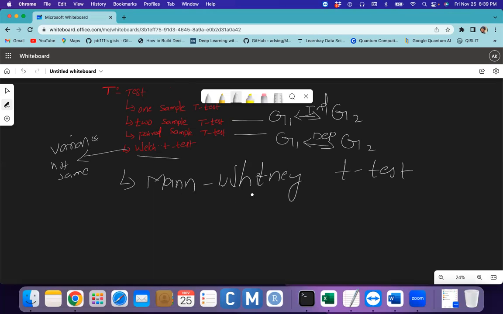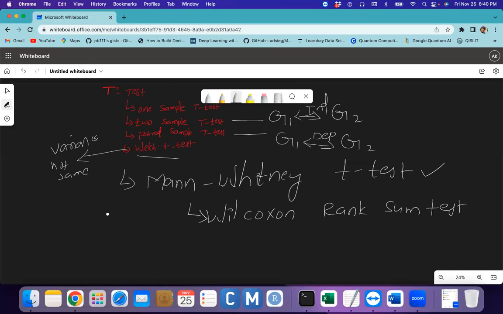But when coming to the Mann-Whitney t-test, we have another name for this one, which is the Wilcoxon rank sum test.